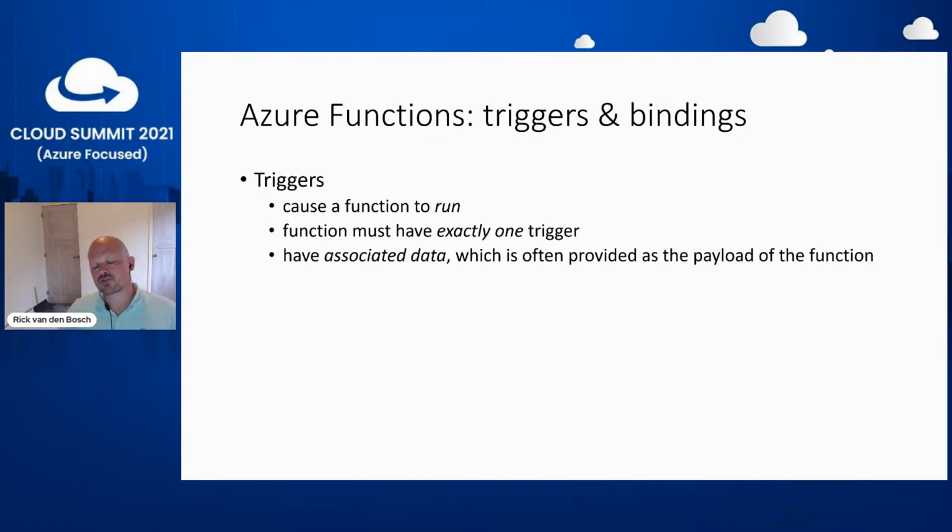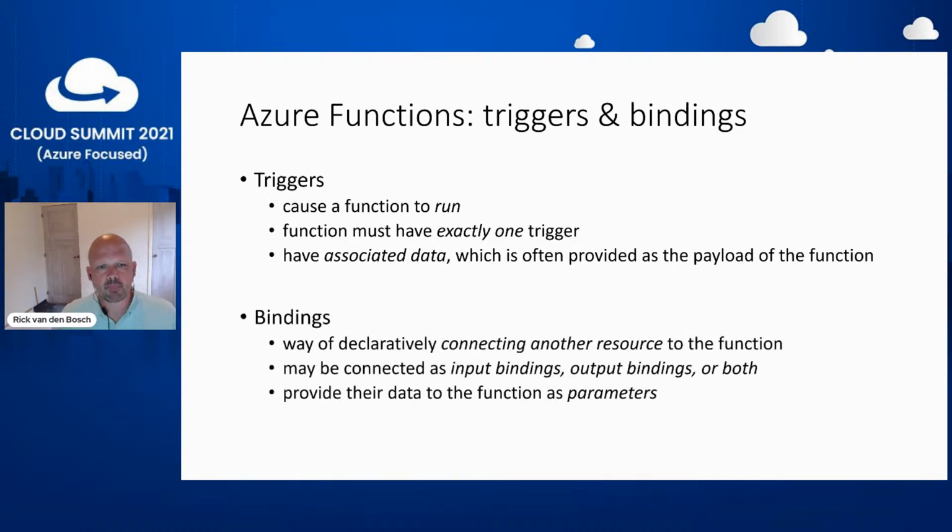Now, next to triggers that actually make a function do its work, we also have bindings. And bindings are a way of declaratively connecting resources to your function. So you could say, I would like to bind into my storage account and read from this container that file whenever this function runs. And that enables you to really focus on getting your function to do what it needs to do.